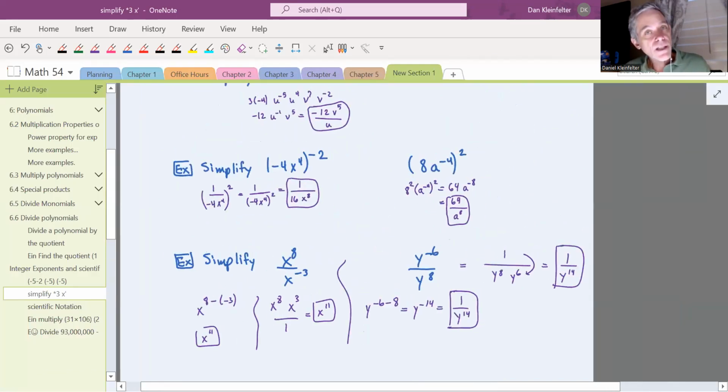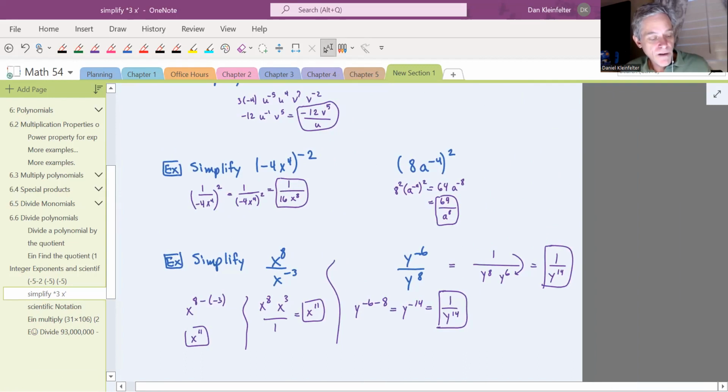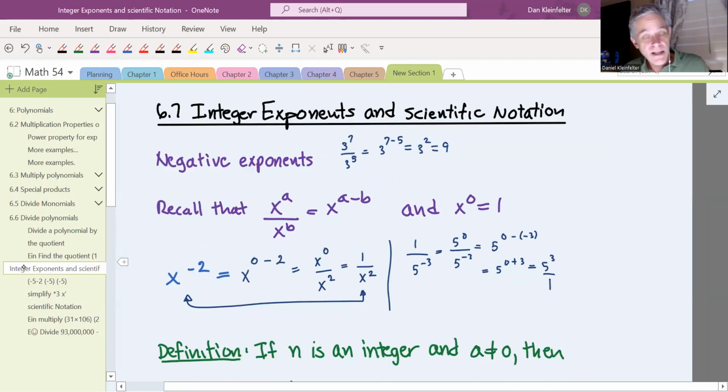Okay, this takes us to basically the end of the first part of this video on section 6.7, where we are dealing with negative exponents. In the next half, we'll be working on scientific notation.